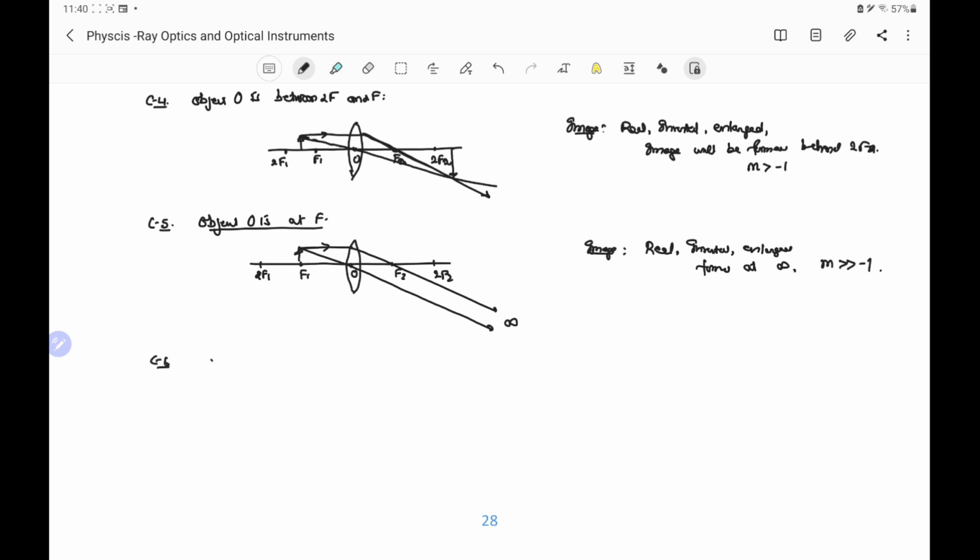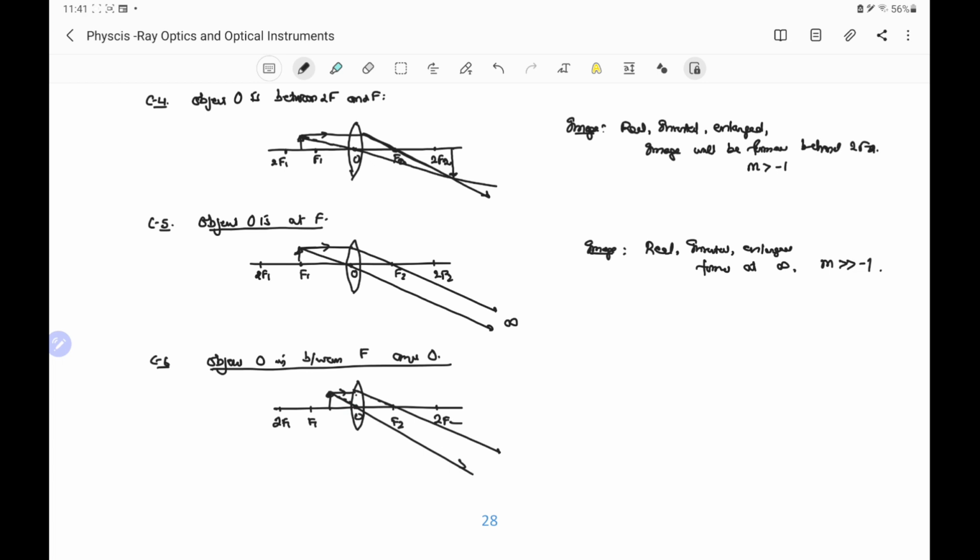And the sixth case is when object O is between focus and optical center. So this is the lens with optical center O with principal axis passing through the optical center. f1 to f1, f2 to f2. Object is in between optical center and the focus. So one ray is taken parallel to principal axis, it will pass through the focus, and another ray is taken passing through the optical center.